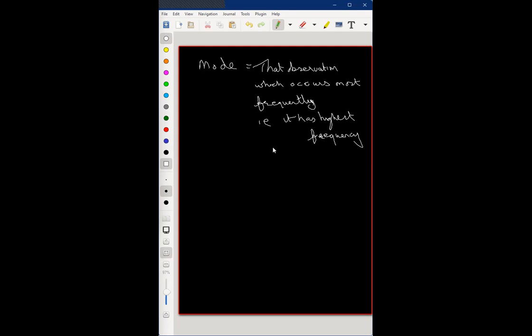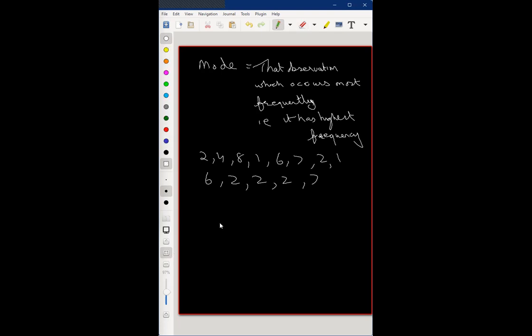Okay, let's take an example: 2, 4, 8, 1, 6, 7, 2, 1, 6, 2, 2, 2, 7. Can anybody tell me now what will be the mode of this data?